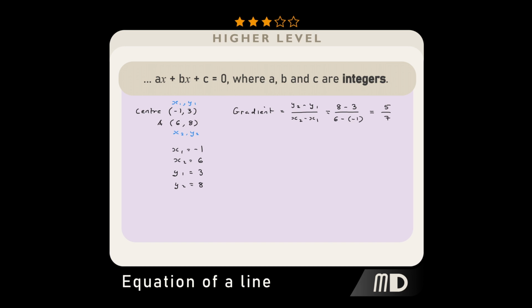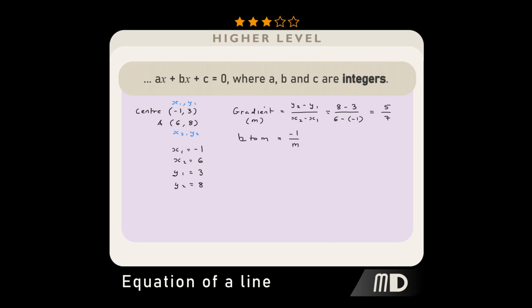The tangent to the circle is a straight line perpendicular to the radius. If the gradient of a straight line is m, then the gradient of the line that's perpendicular to that line is the negative reciprocal of m. In other words, minus 1 divided by m.